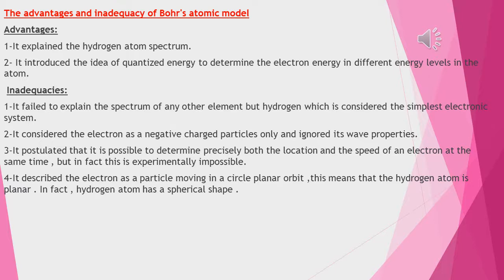Number 3, he postulated that it's possible to determine the location and the speed of the electron at the same time, and in fact this is experimentally impossible. Number 4, he described the electron as a particle moving in a circular planar orbit. This means that the electron is planar, and in fact the hydrogen atom is spherical in shape.